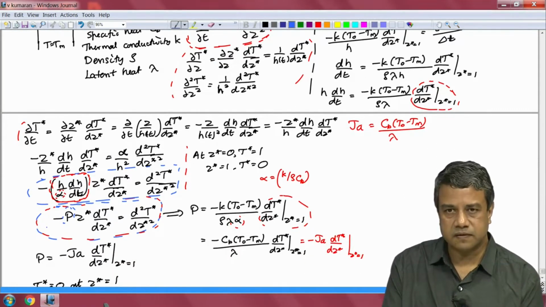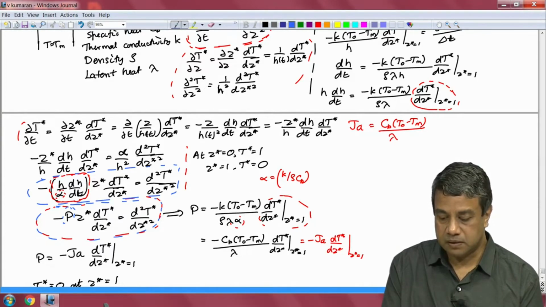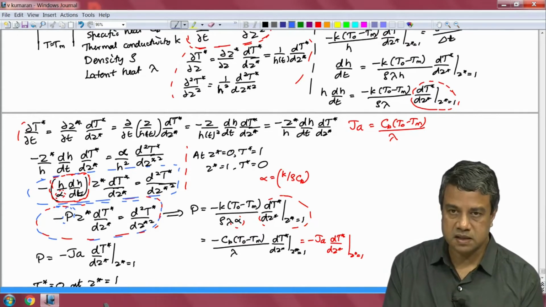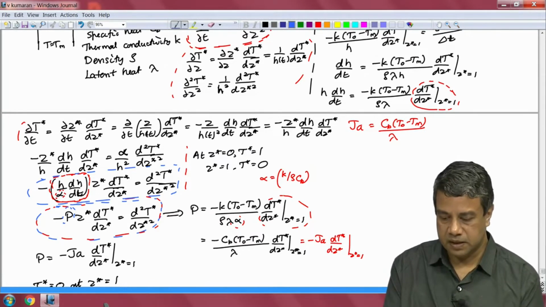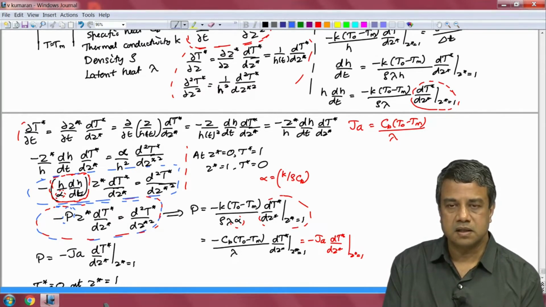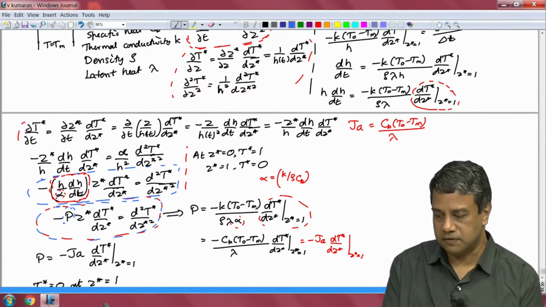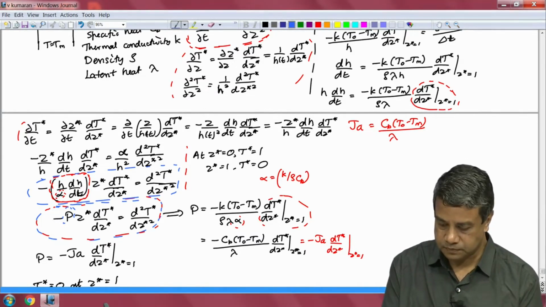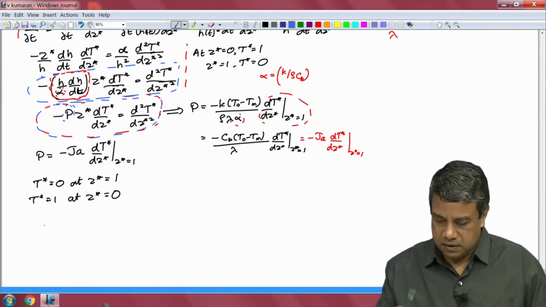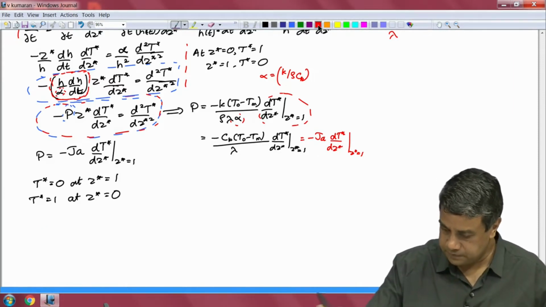Note that h is a function of time, but I can get a similarity solution only if this combination, h by alpha dh by dt, is independent of time. That is the necessary condition for a similarity transform. If it depends on time, then the equation is a function of z star and time. It is not a function of z star alone, and therefore I cannot solve this equation.